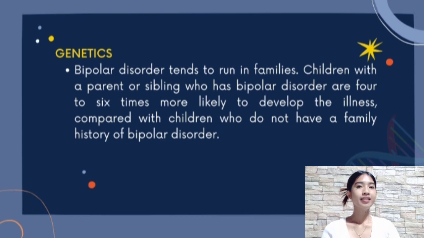In genetics, bipolar disorder tends to run in families. Children with a parent or sibling who has bipolar disorder are 4 to 6 times more likely to develop the illness, compared with children who do not have a family history of bipolar disorder.